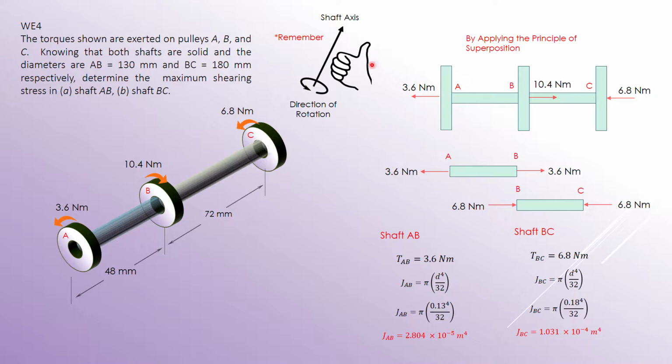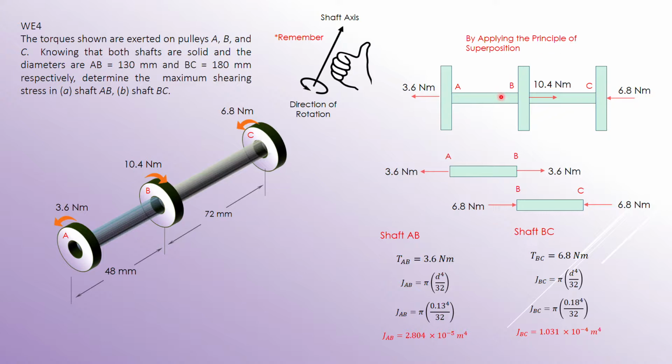When you apply this right hand rule onto pulley A, you will get 3.6 Newton meter acting in this direction. Then when you use this again for pulley B, you will have this direction, 10.4. The same thing applies here for C, where you have this component as 6.8 Newton meter. As you can see, this diagram now looks like something that we have done earlier in chapter 1, where we apply the principle of superposition.